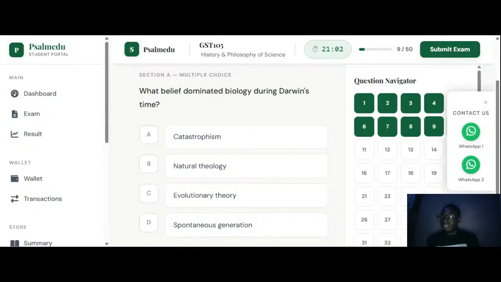God's power says B. I think you are still referring to the former question. We are now on question 10, I think. So what belief dominated biology during Darwin's time? This time around, always put the number before you put the correct answer. Grace is still going for A on question 9. We have passed question 9 already. We're now on question 10. What's the correct answer to that question?